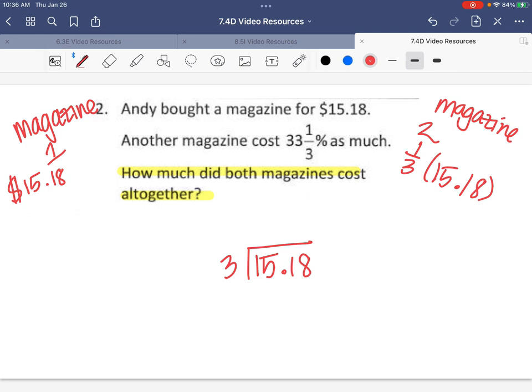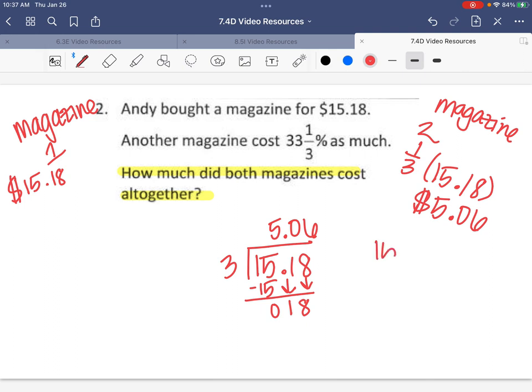3 goes into 15 5 full times. So there's no partial remainder. So when I bring down my 1/10, 3 does not fit in. So I bring down my 8 hundredths. So now I have 18 hundredths. And 3 will go into there 6 times. So magazine 2 cost $5.06. But we want to know what they cost all together.